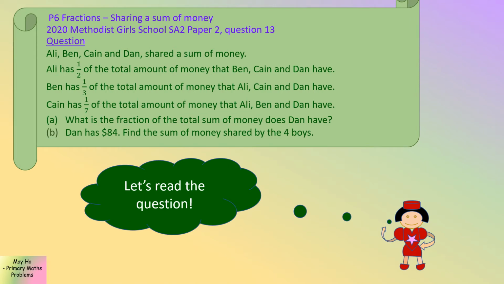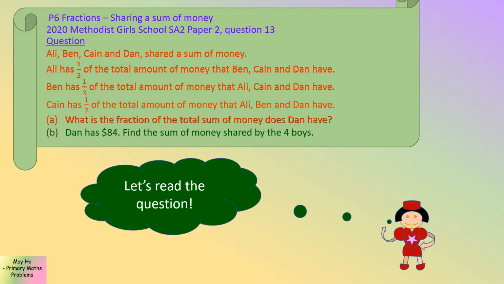Let's read the question. Ali, Ben, Ken and Dan shared a sum of money. Ali has half of the total amount of money that Ben, Ken and Dan have. Ben has 1/3 of the total amount of money that Ali, Ken and Dan have. Ken has 1/7 of the total amount of money that Ali, Ben and Dan have.